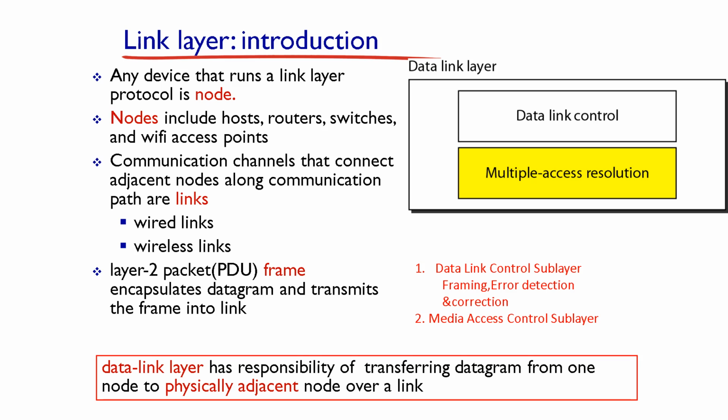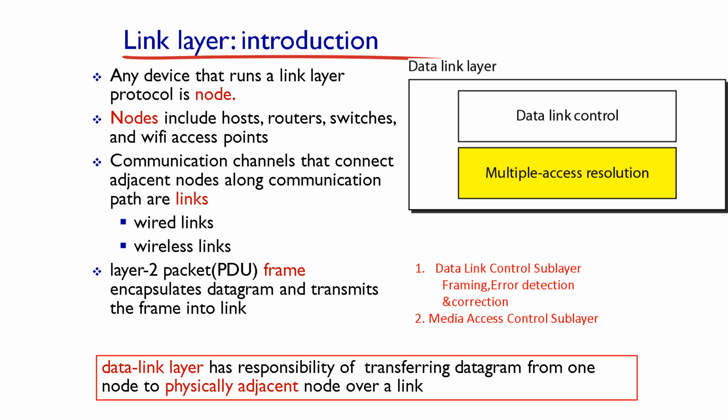Any device that runs a link layer protocol is known as a node. Devices means the devices like host machines, routers, switches, Wi-Fi access points, and all these can be thought of as a node. The communication channels that connect adjacent nodes along a communication path are called links. So between nodes there may be wired links or wireless links.